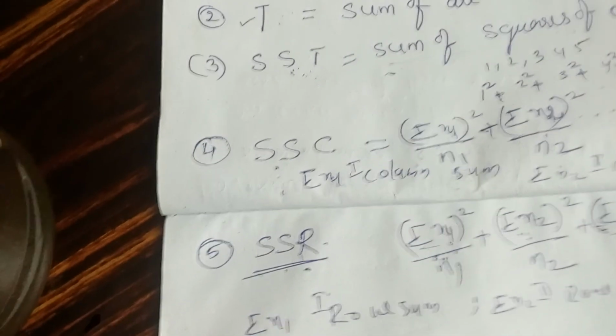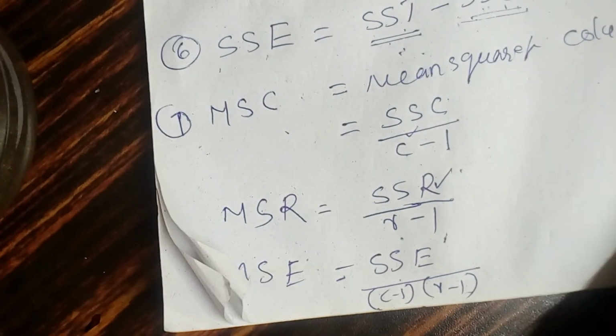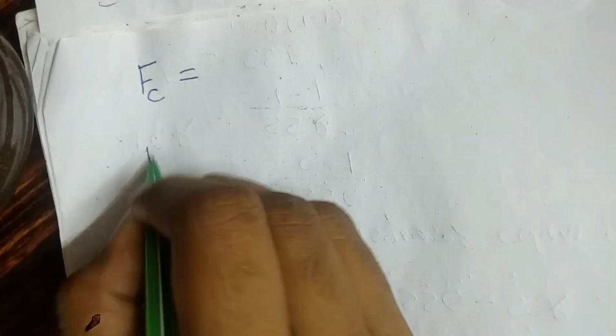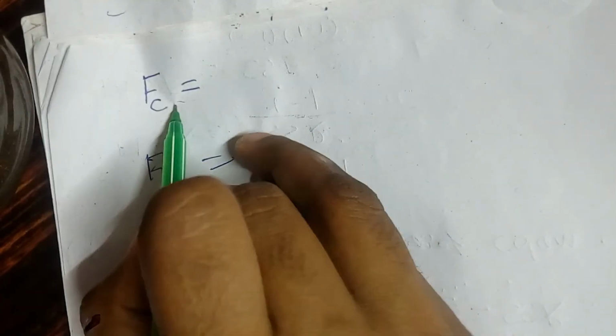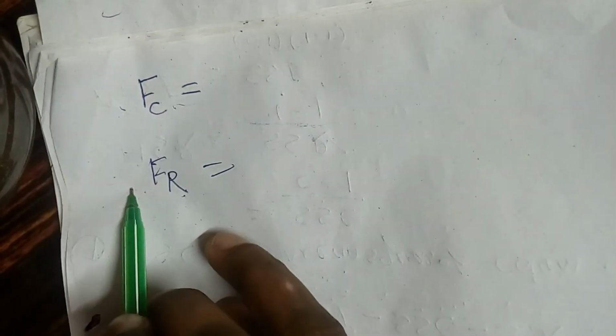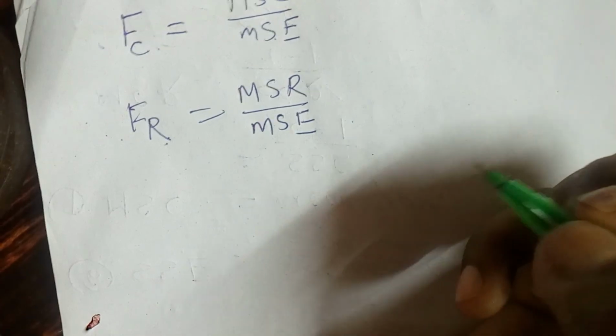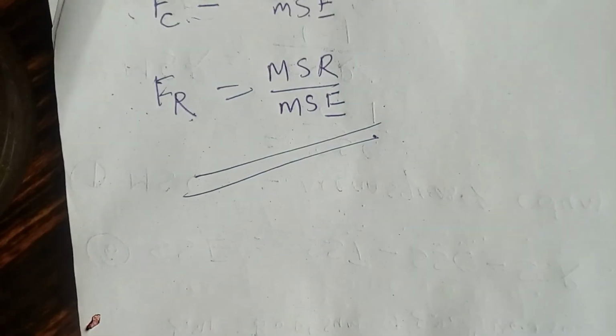So first we find the three sums of squares: SST, SSC, SSR. Next, we find MSC, MSR, MSE, the mean square values. Next, we find the calculated F ratios. There are two: FC and FR, the calculated column F ratio and the calculated row F ratio. The column F ratio is MSC divided by MSE, and the row F ratio is MSR divided by MSE. So we have the column F ratio and the row F ratio.